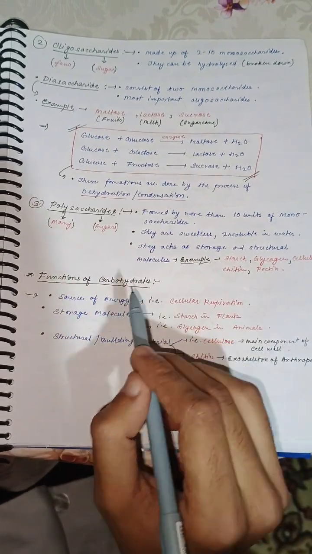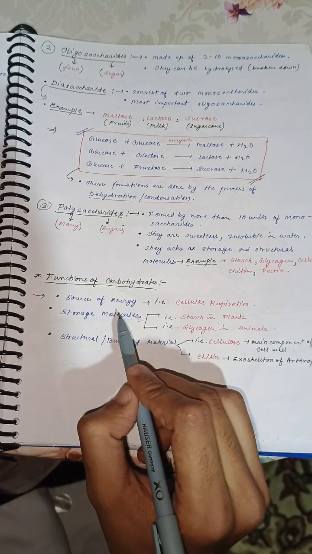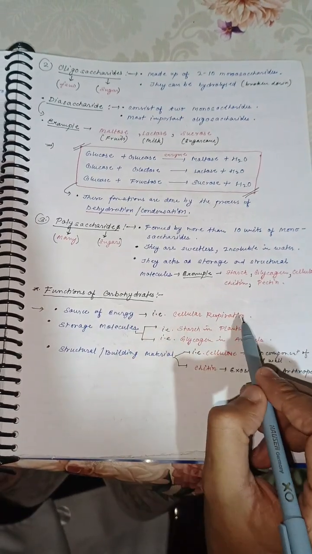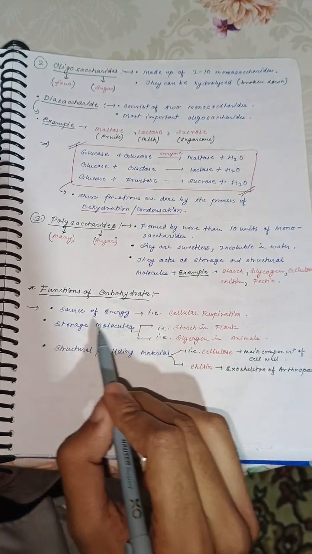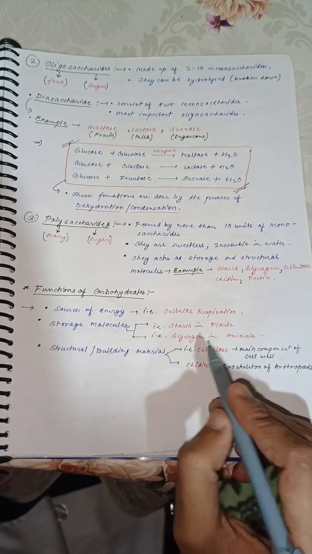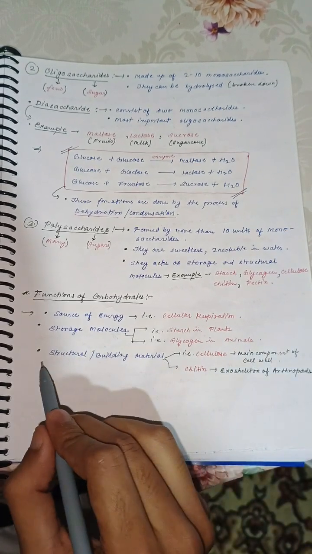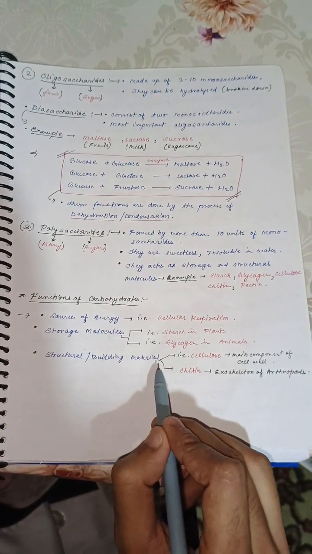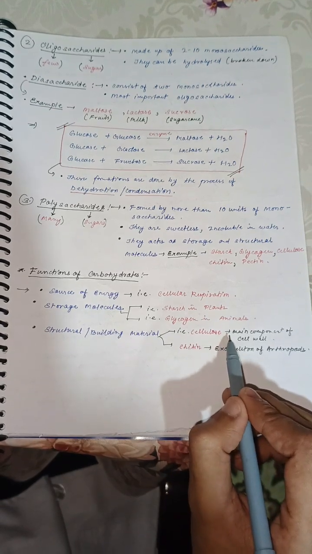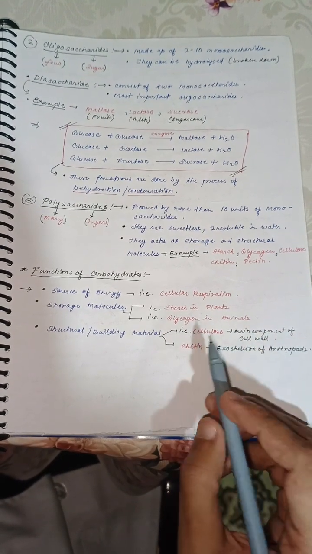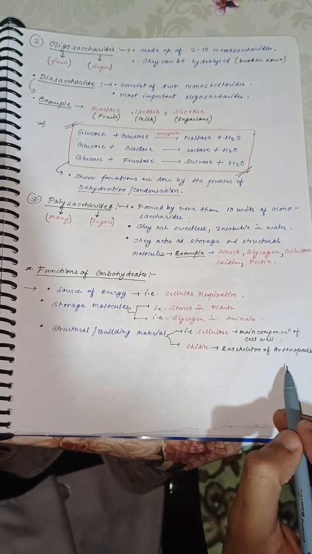Functions of carbohydrates. They are the source of energy, like in cellular respiration, and storage molecules, starch in plants and glycogen in animals. They give structural and building material to their bodies, like cellulose, the main component of the cell wall, and chitin, the exoskeleton of arthropods.